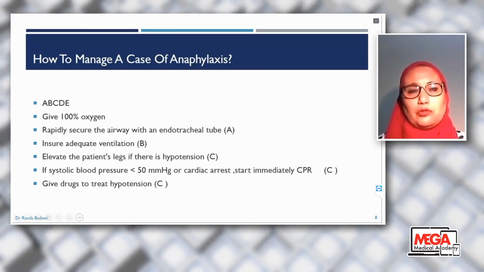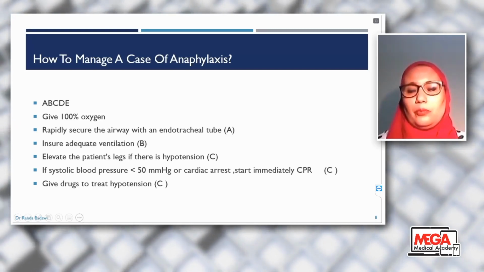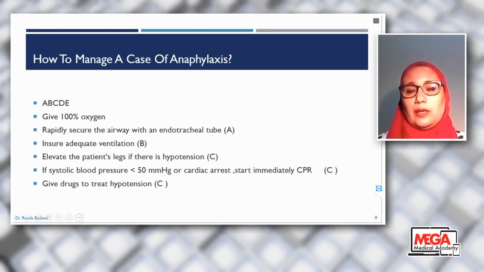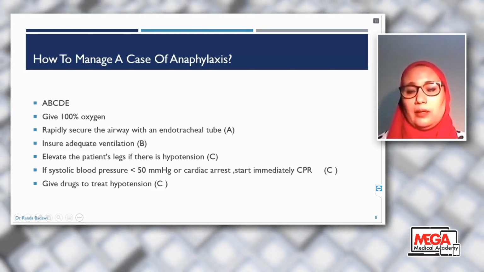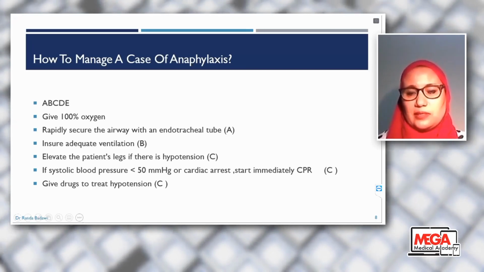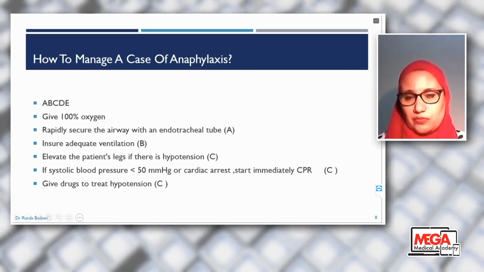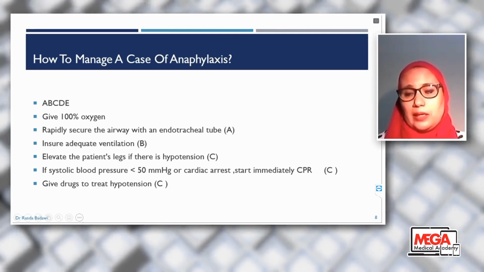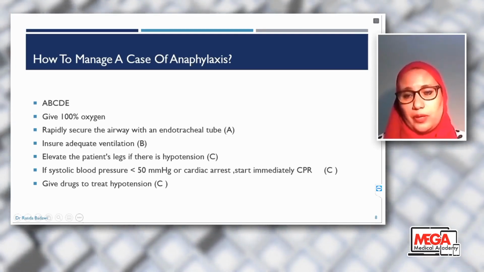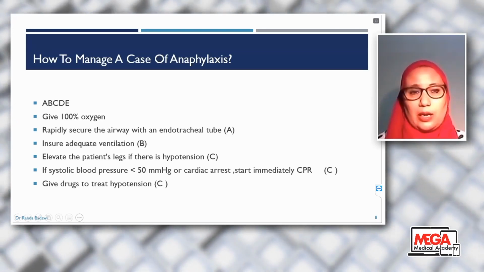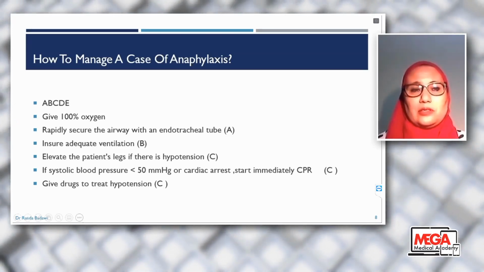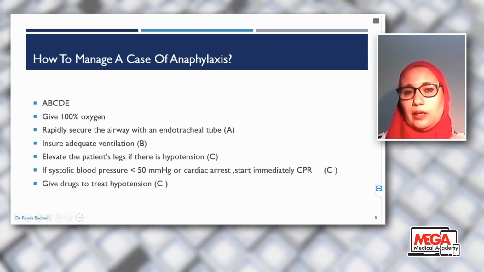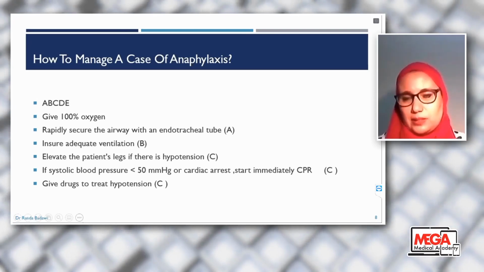Then we have to shift to C. We have to check the blood pressure of the patient. Definitely, if it's decreasing, this is very serious. This is the most feared complication, respiratory and circulatory, as they may lead to cardiac arrest for a respiratory or circulatory reason. In this situation, if the blood pressure is below 50, cardiac arrest is mainly coming.